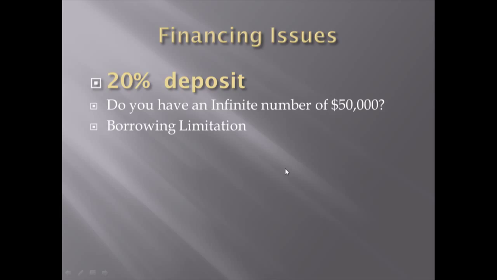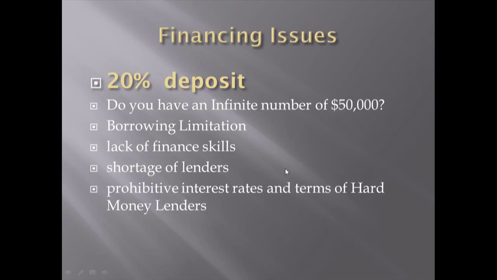With banks, there's borrowing limitations. 80% obviously. Other lenders may lend more, may lend less, but you have to have good credit. If you don't have good credit and you lack the finance skills, then you're not going to be able to obtain money when you need it. Another problem that buyers face is a shortage of lenders on the particular property. If the property is not in good condition, in some instances a lender will not lend against it, or if it's in an area with a high foreclosure rate and other reasons.